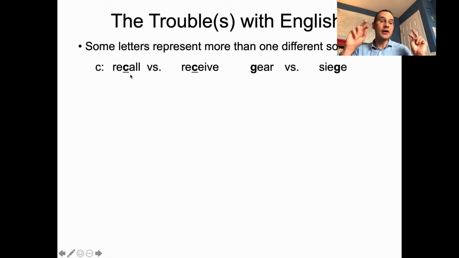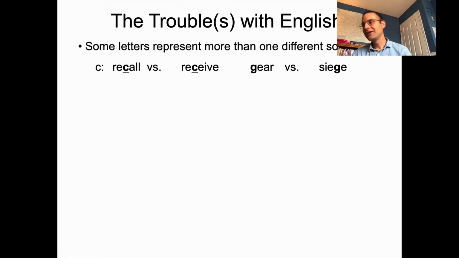So we have a hard C in recall because it's the K sound, and we have a soft C in receive because it's the S sound. Similarly, we get a hard G in gear, and then a soft G in siege. We're going to use different terms to describe these sounds as we learn phonetics this semester, but maybe impressionistically that will still work for you: hard feels like a stop sound like K, and soft is a fricative sound like S.